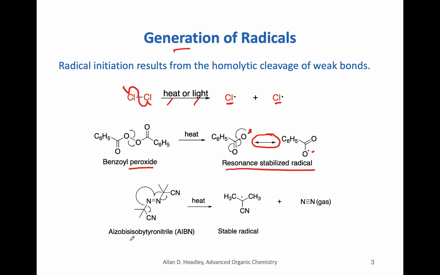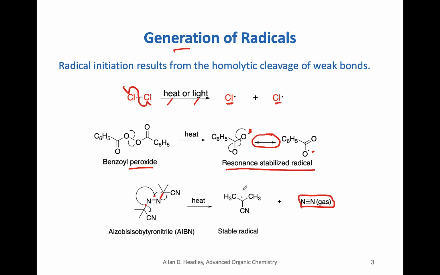Here's another one, azobisisobutyronitrile, AIBN. So here's that compound. Here is a nitrogen double bond. So that's a tough bond to break, but here's a single bond to that nitrogen, and here's a single bond to that nitrogen. So it's possible to break this bond here homolytically. So one electron goes here, and break this bond homolytically, so one electron goes here to form nitrogen gas.